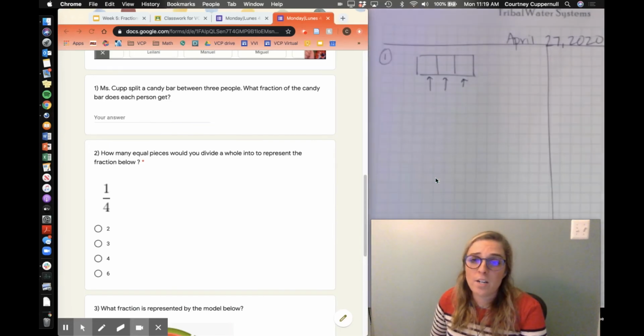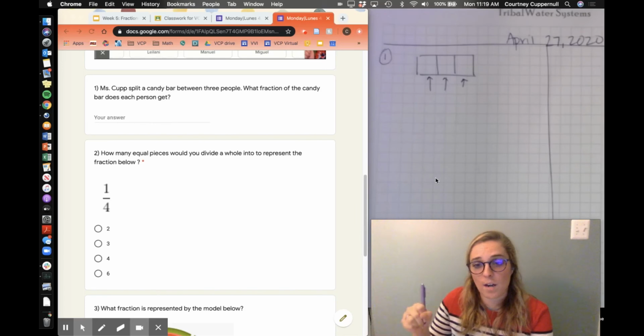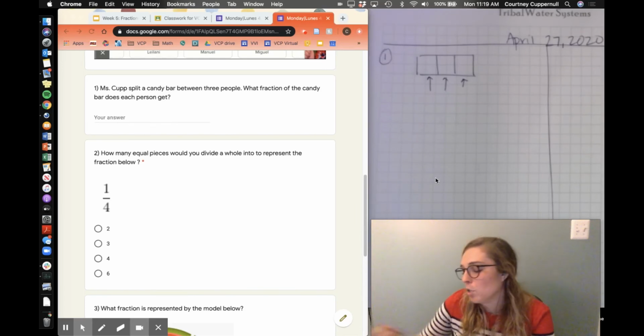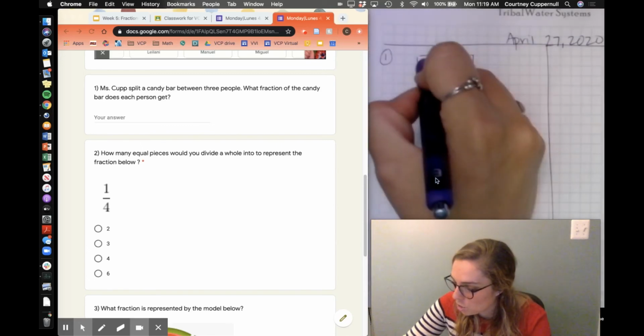Now, I know I can write fractions in words and numbers. We're going to do both to help us practice. So basically it's asking, how much would one person get? So I'm going to shade maybe this one.